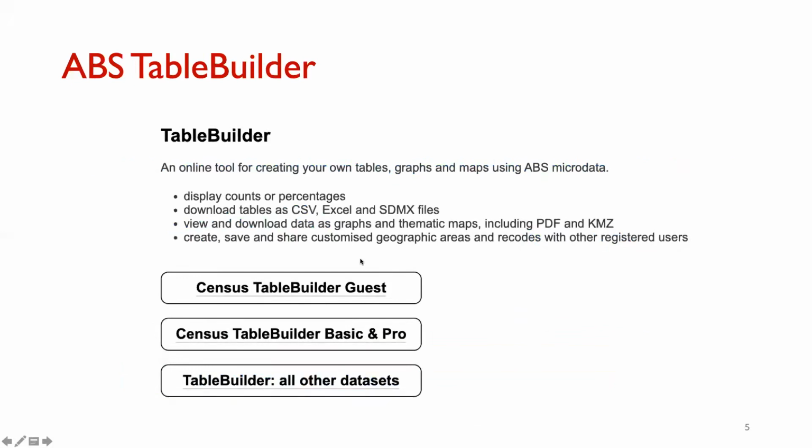A little bit more about Table Builder. It comes in three flavors: Guest, Basic, and Pro. Guest and Basic are free. Basic requires registration, and Pro is a paid service. And our attacks work on all three.